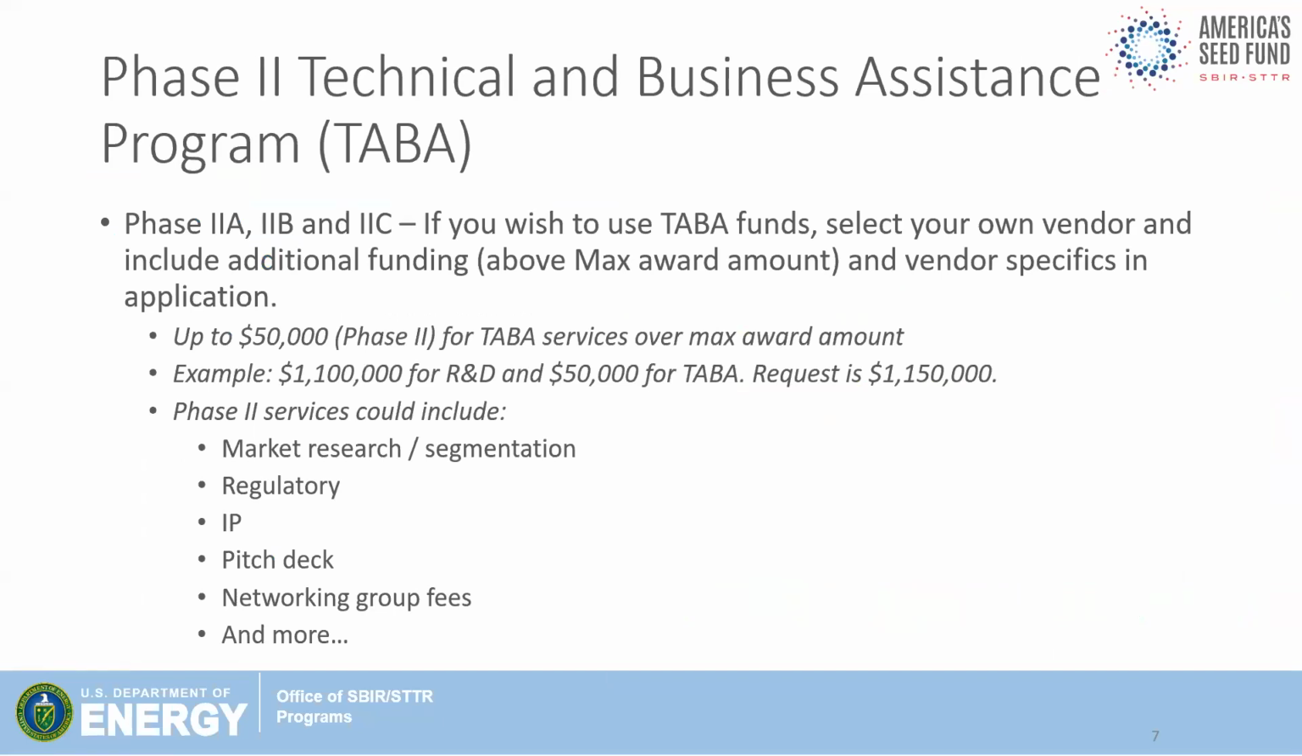Now for phase 2 and phase 2A, B, and C, I did want to indicate that you can still get technical and business assistance for 2A, 2B, and 2C awards. This is not limited just to the initial phase 2. Again, just like the initial phase 2, it's up to $50,000. Again, this is over and above the award amount. So if you have a $1.1 million award limit for phase 2, you can add $50,000 above that and request a total of $1.15 million.